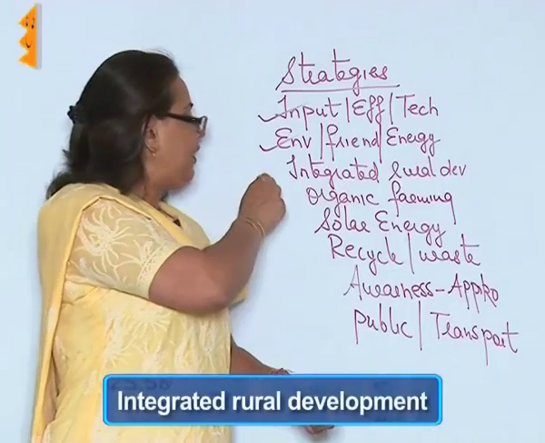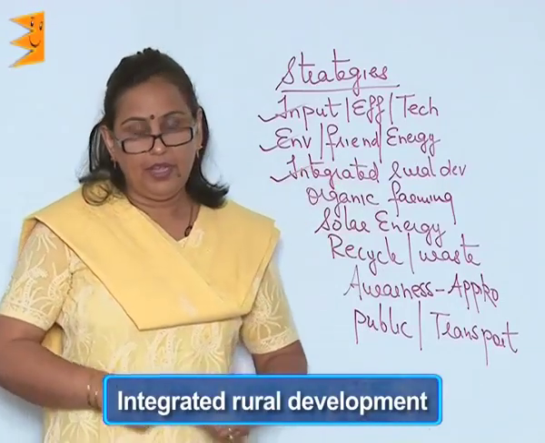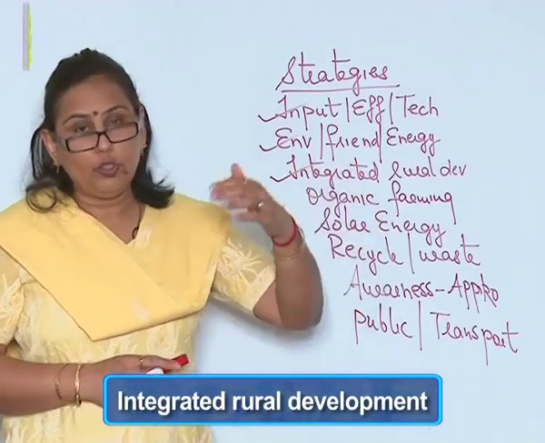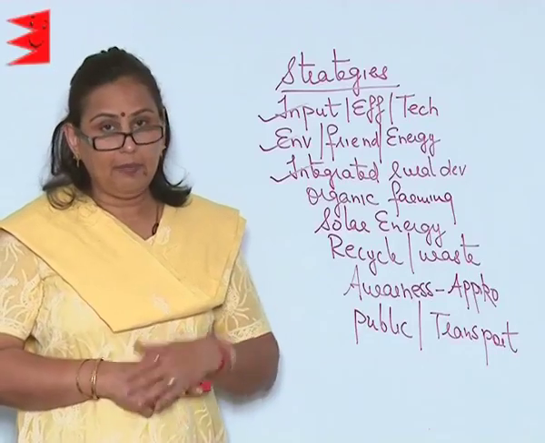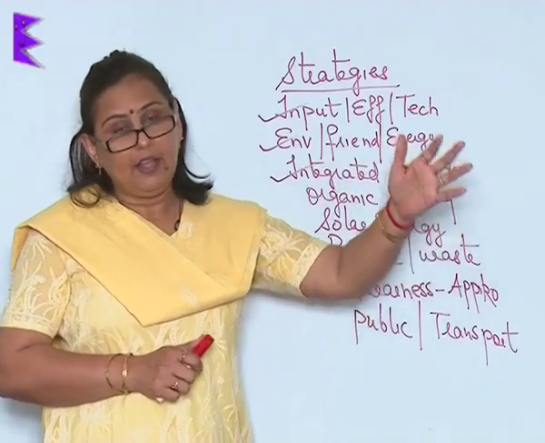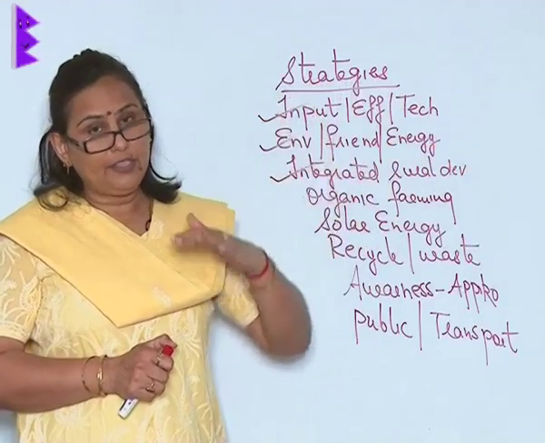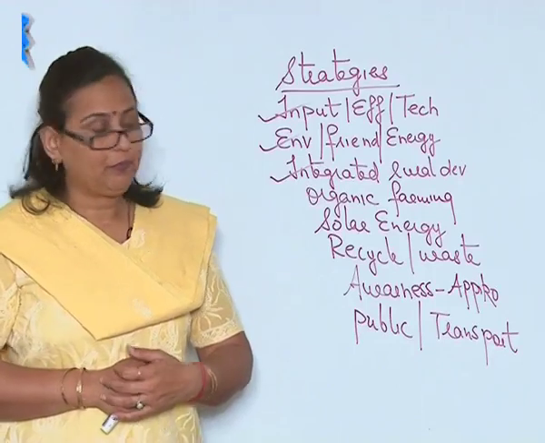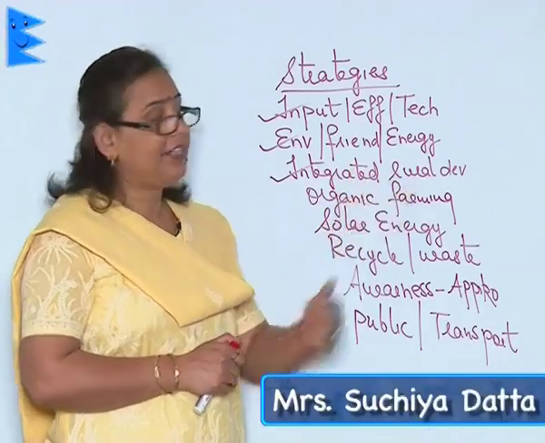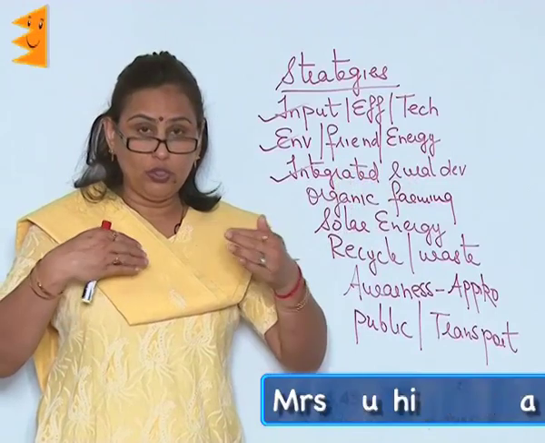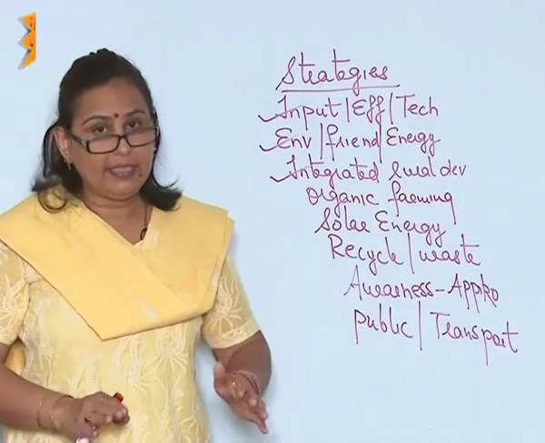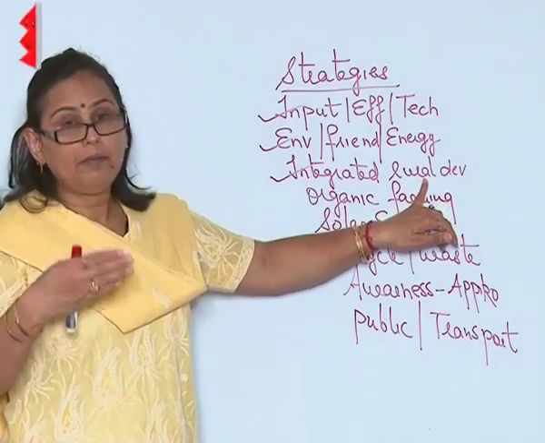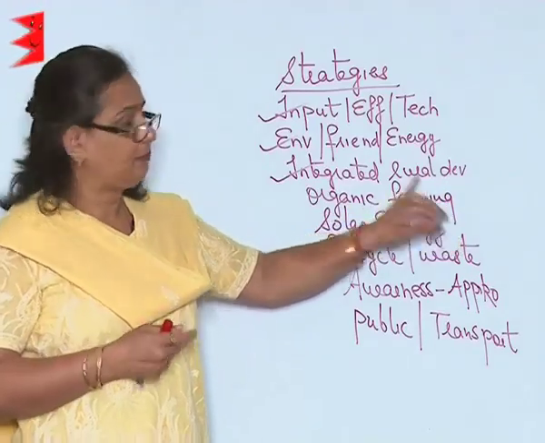Next is integrated rural development. If we look at the development not only in the urban areas but also in the rural areas, that is the time the people will migrate less from the rural areas to the urban areas, and thus the problems will be solved. The problem of housing, the problem of sanitation, the problem of use of transport, all will become less, and thus we will have the development which will be termed as sustainable development.